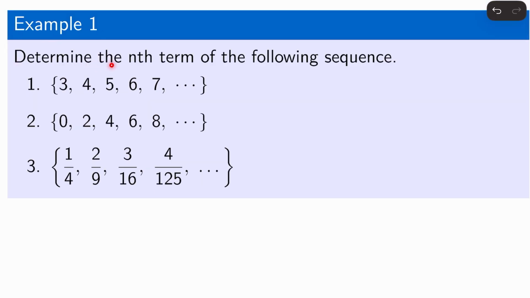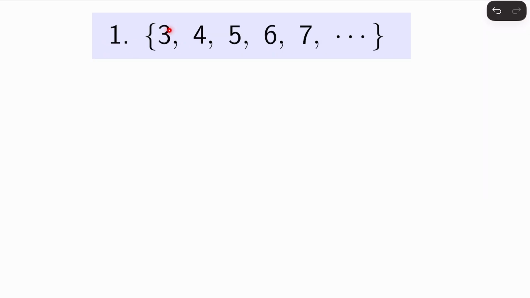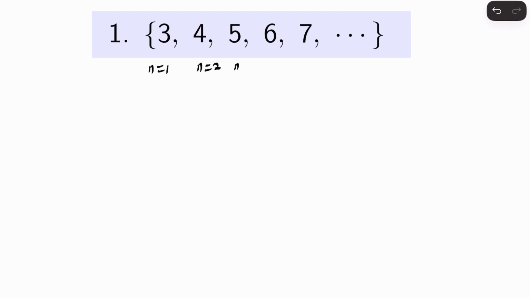Example 1. Determine the nth term of the following sequence. So we have sequence 1, sequence 2, and sequence 3. That's what will be the nth term. With 1, we want the index 1 to have a value of 3 and index 2 to have a value of 4, and so on. So when n is equal to 1, we want this to be 3. When n is equal to 2, we want 4. When n is equal to 3, we want 5, and so on.